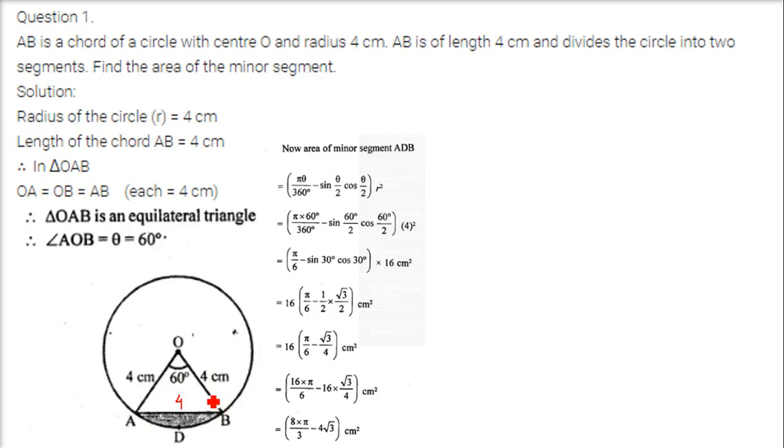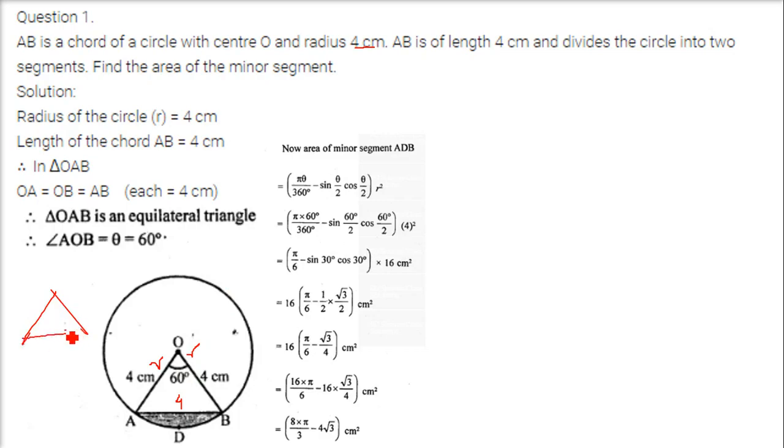So this is 4, and this length is given. This length and this length are given, because this is the radius, and the chord length is 4 centimeters. So all the lengths are equal. When in a triangle all the sides are equal, all the angles are equal, that means this triangle is an equilateral triangle.